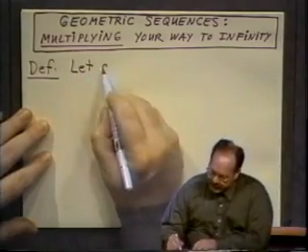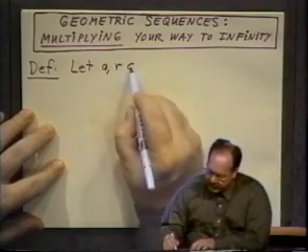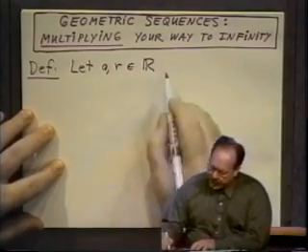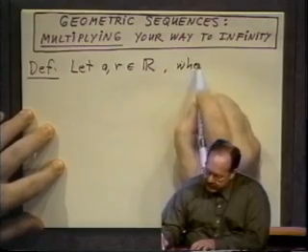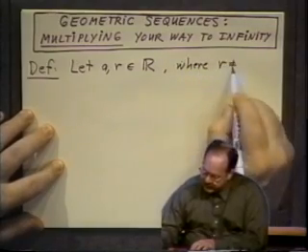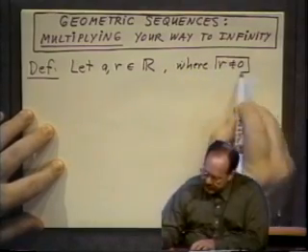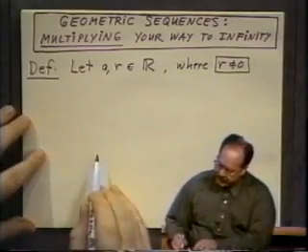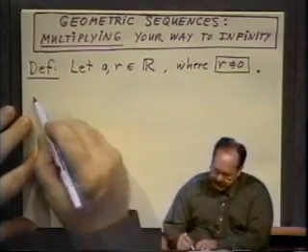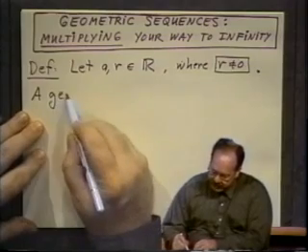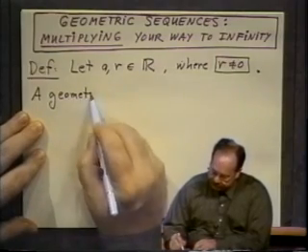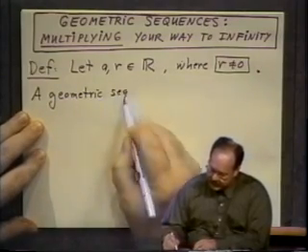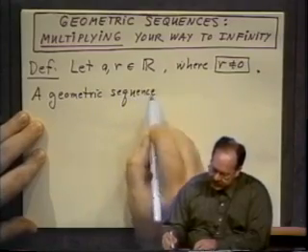So, let's suppose we have A and a number R in the real numbers, where, and you'll see why, we choose R not to be 0. So we'll keep that in mind and I'll show you why that's going to be true. Okay, here is the definition then. A geometric sequence, and I'll also explain why it's called geometric in just a moment.